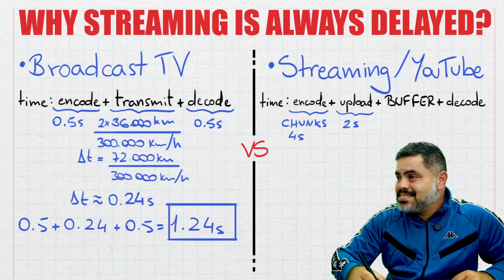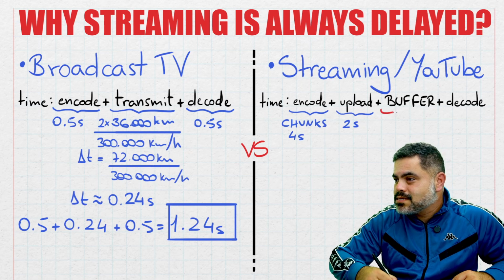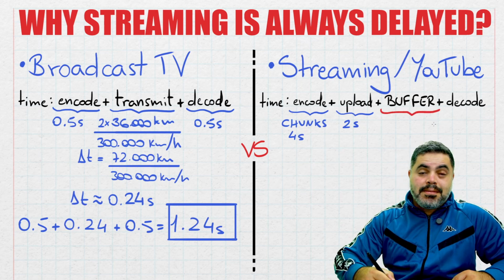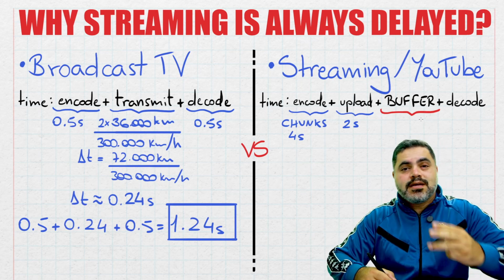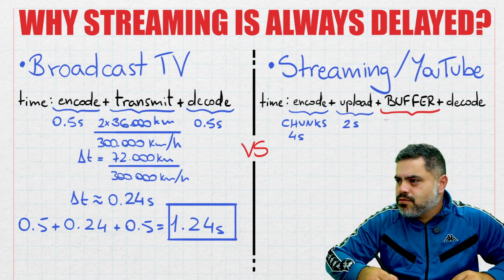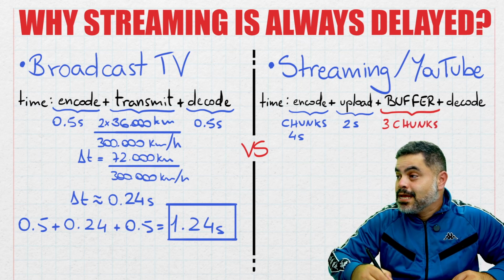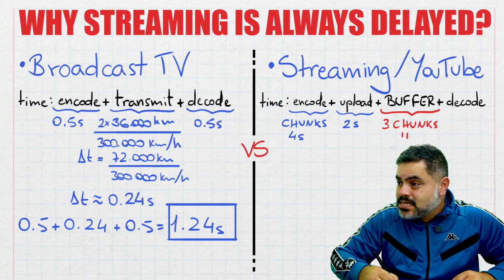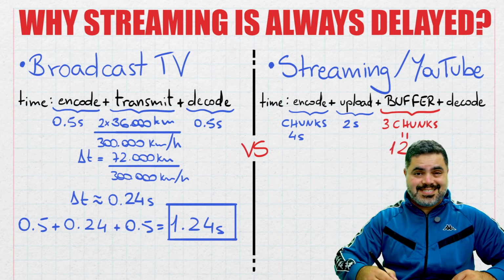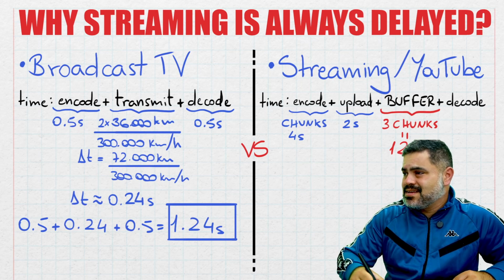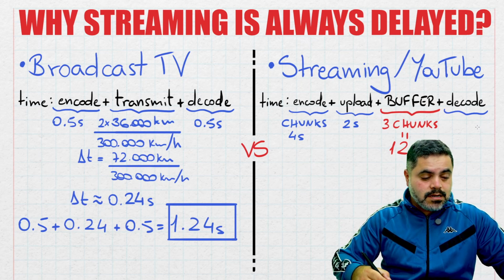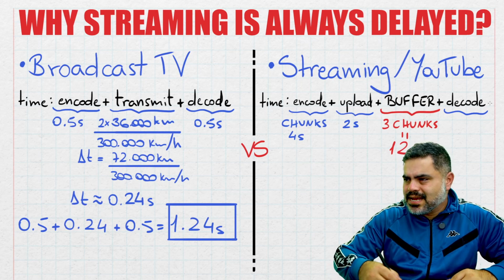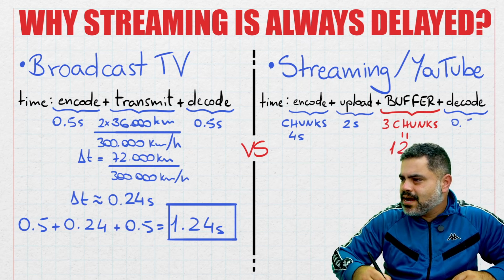And then this is the most terrible part, the buffer. Because the buffer is equivalent to 3 chunks, more or less. So this is equivalent to 12 seconds. And then we have to decode the signal, which is very fast. It's like television. It's 0.5 seconds.